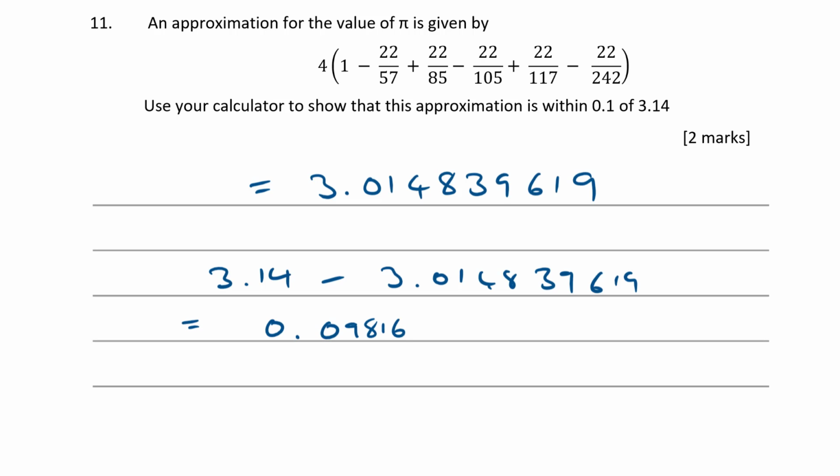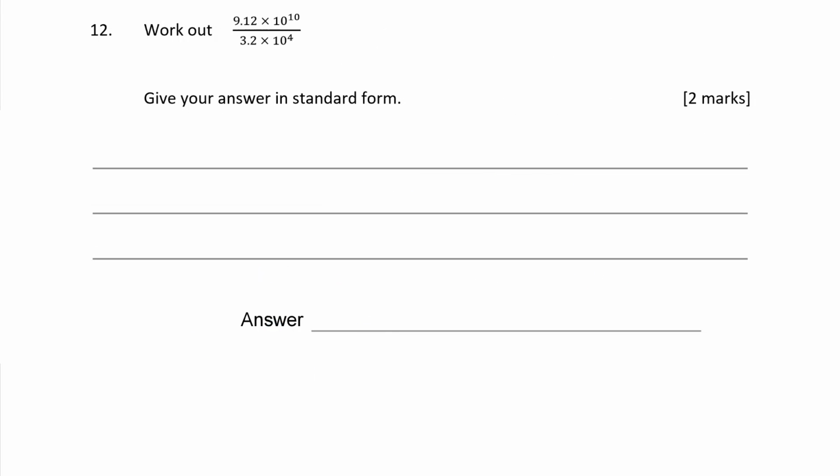0.9816. Okay, which is clearly less than 0.1. Question 12, work out, and I've got two numbers in standard form, 9.12 times 10 to the 10 divided by 3.2 times 10 to the 4. Give your answer in standard form.